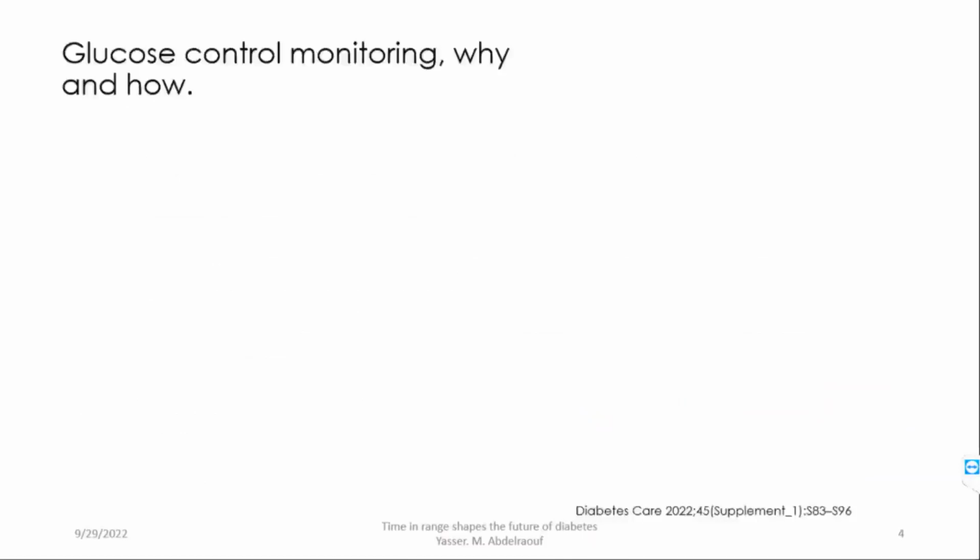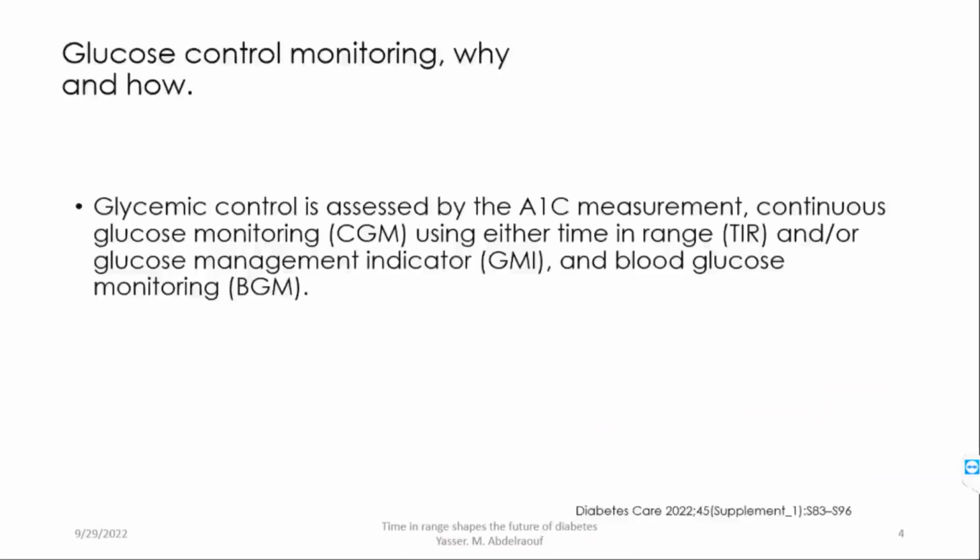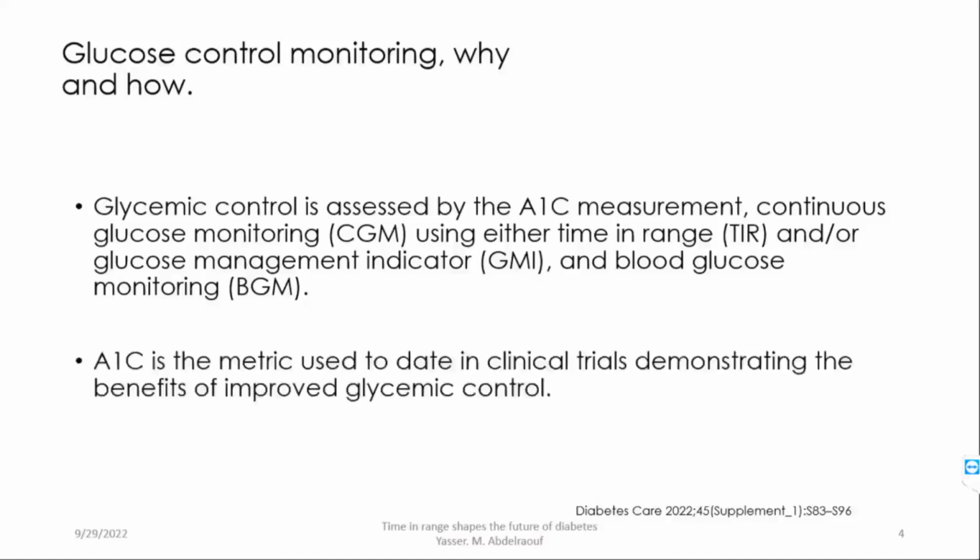First of all, I want to give an idea about the present situation of glucose monitoring and glycemic control monitoring, which can be assessed at the present time with hemoglobin A1C, with continuous glucose monitoring using either target range or the mean glucose or the glucose management indicator, which is an estimation of hemoglobin A1C from the continuous glucose monitoring, and with blood glucose monitoring, which can be assessed by using the glucometer, as we know.